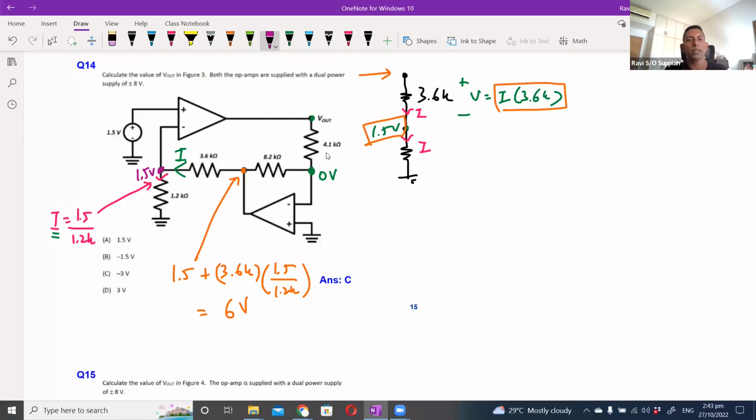Okay, so now we know that this point here is 6 volts, and the point at the other end of this 8.2K resistor is 0 volts. So I can use this to calculate the current flowing in this branch here. This current will be 6 over 8.2K.